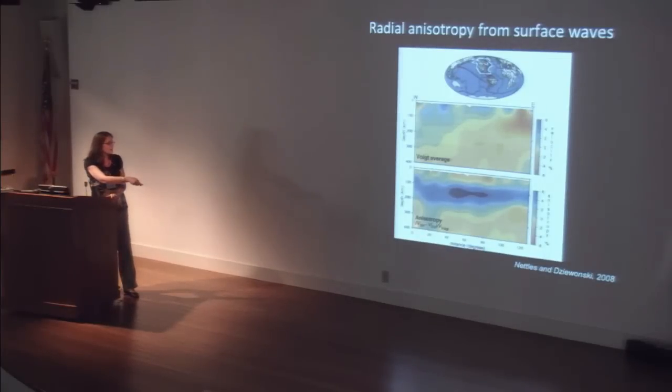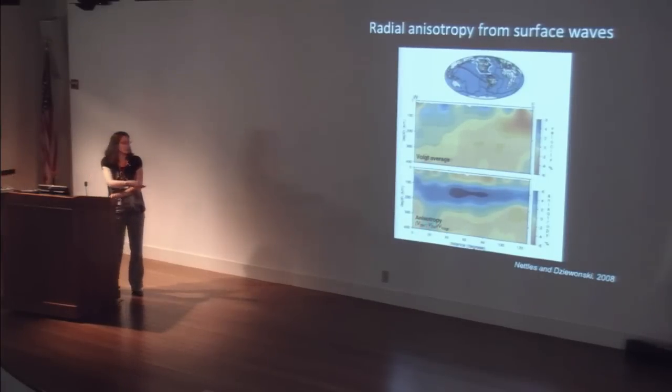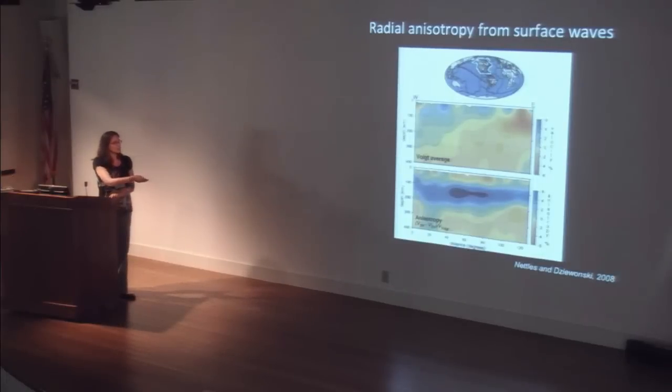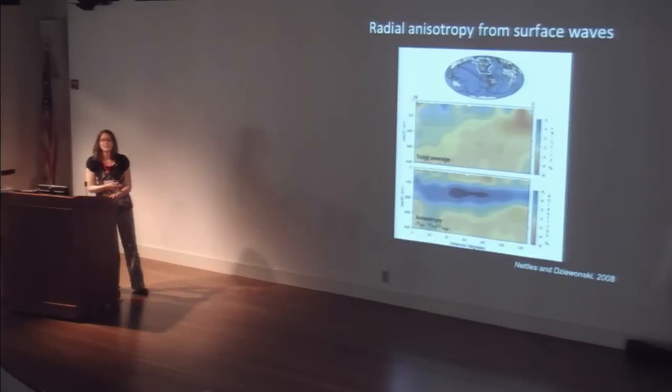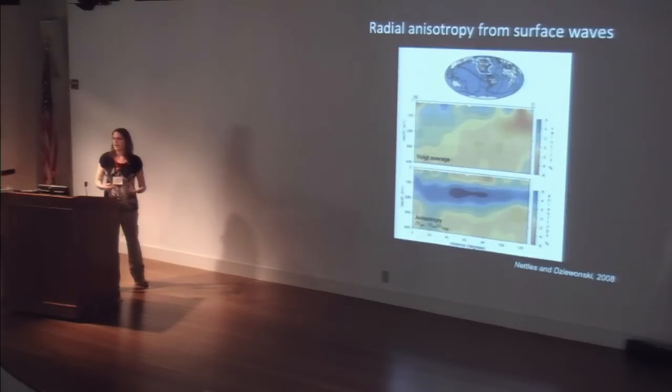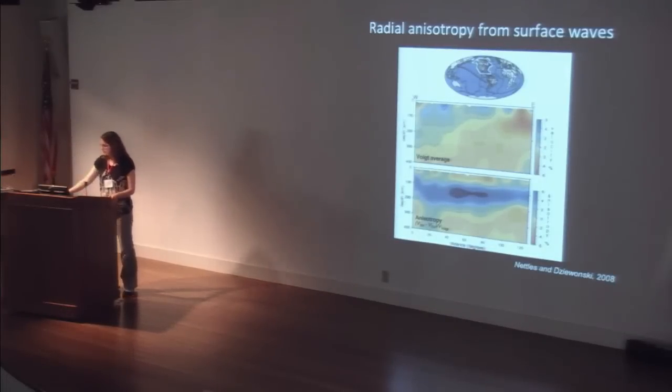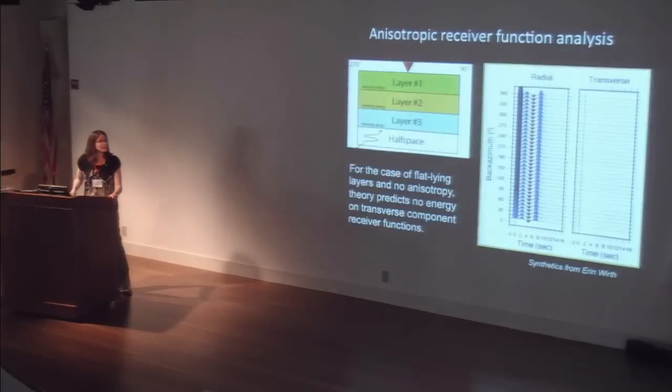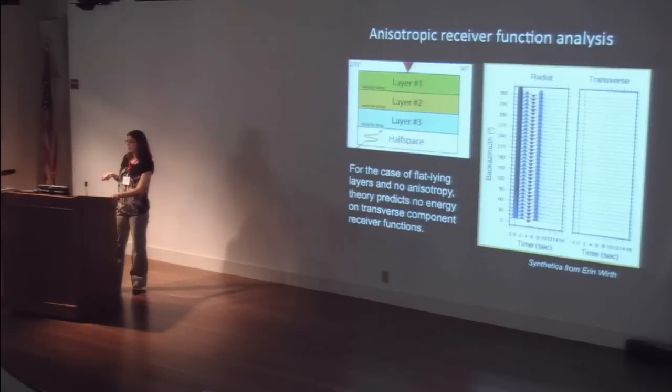This is parameterized in terms of the velocity of the horizontally polarized waves minus the velocity of the vertically polarized waves, normalized by the isotropic average velocity. You can see that this model has very strong radial anisotropy, particularly in the central part of the Pacific, over the depth range that we associate with the oceanic asthenosphere.